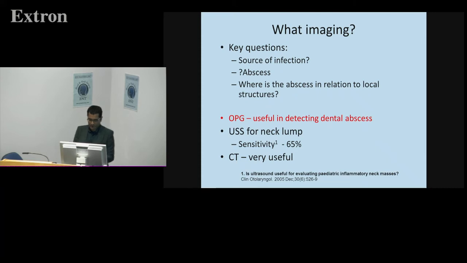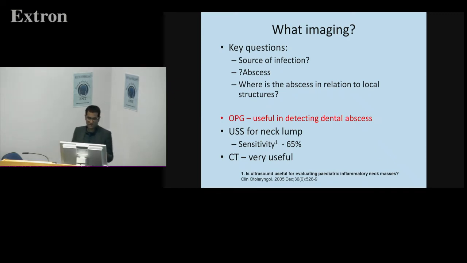Yeah? And also, in terms of imaging, what questions do you want to ask? You want to look at the source of the infection. Is it an abscess? And where is the abscess in relation to the surrounding anatomy? OPG, again, it's useful in detecting dental abscess.